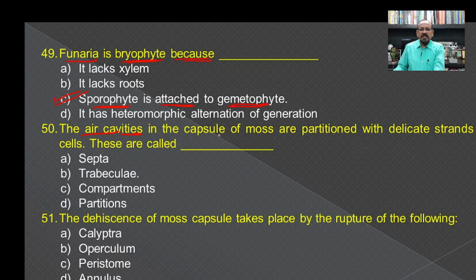The air cavities in the capsule of moss are partitioned with delicate strands of cells, and these are called as... So, if we see the structure of the sporophyte, then we will find there is a presence of such a type of partitions, and these partitions are known as the trabeculae, and hence B will be the correct answer for this question.